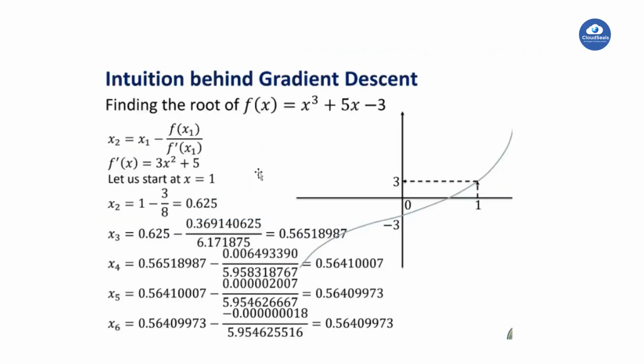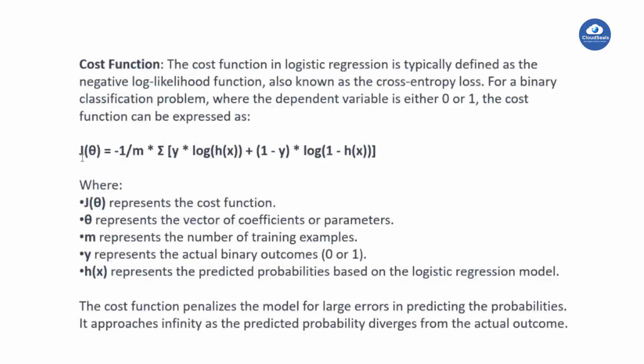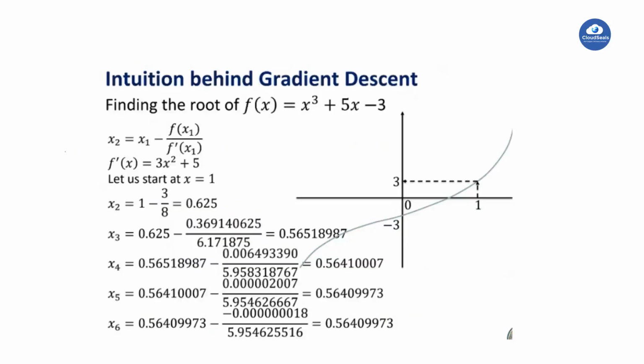This is how we do it. We have three functions. One is the sigmoid function, 1 by 1 plus e power minus x, which converts linear regression to logistic regression. To find the cost function, there is J theta. To reduce this cost function, we have the gradient descent technique. That gradient descent function is x2 equals x1 minus f of x by f dash of x, which means the derivative of f of x.